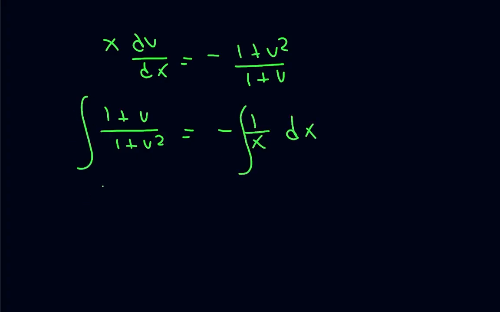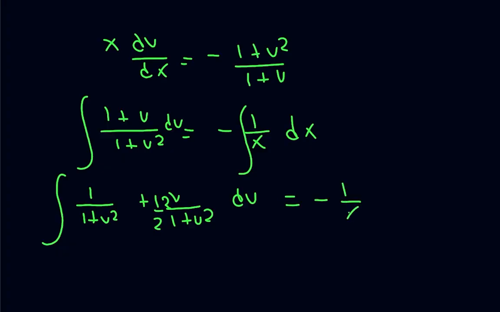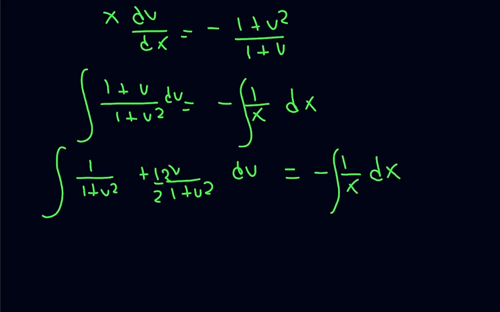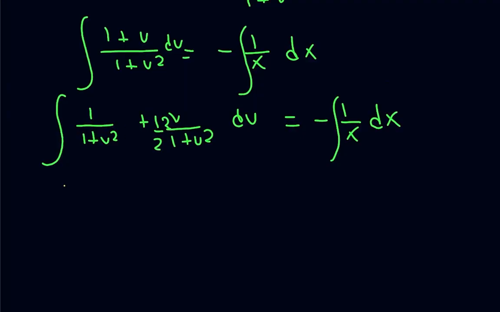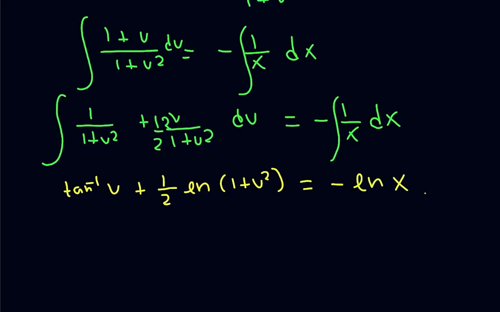Okay, now to integrate this, we have to use partial fractions, or you can divide this separately by v squared. You get something like 1 over v squared, and you can make the derivative of the denominator in the numerator if we multiply this by 2 and divide this by 2. So you can use integration formulas very easily to integrate this. So this is tan inverse v. This is half times ln 1 plus v squared. This is ln capital X plus c.